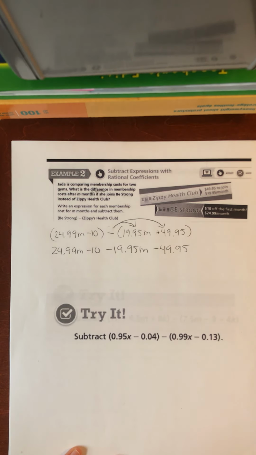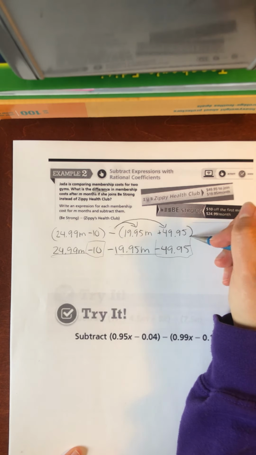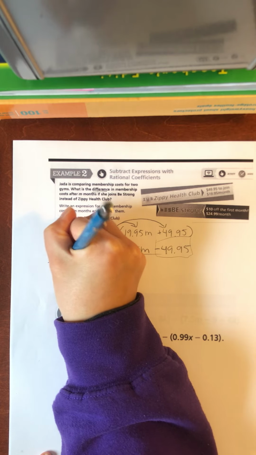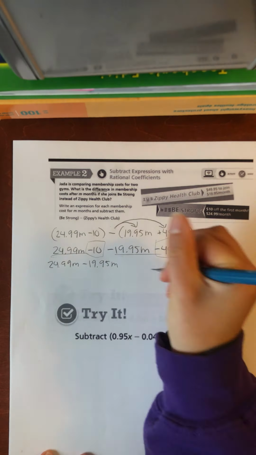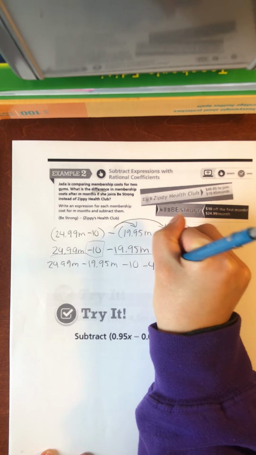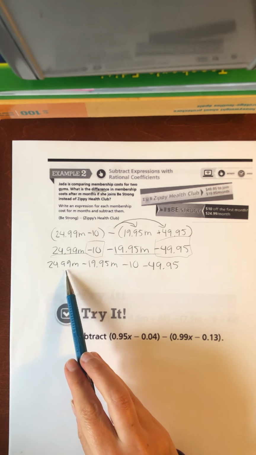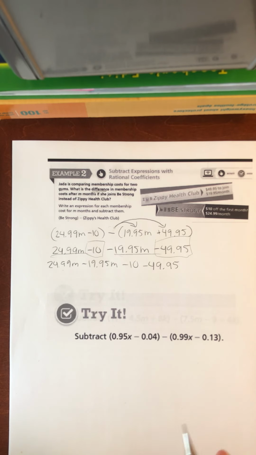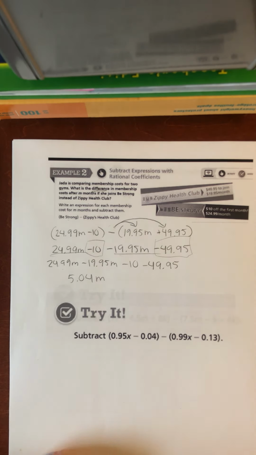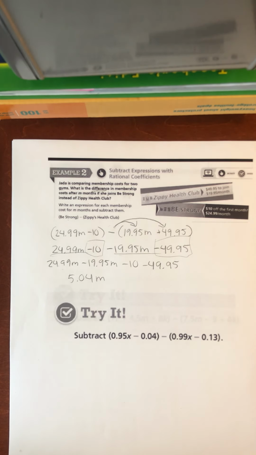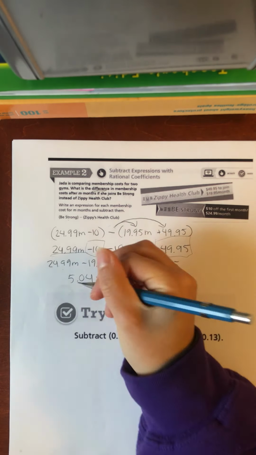I'm going to put my like terms together. So 24.99M minus 19.95M minus 10 minus 49.95. 24.99M minus 19.95M is 5.04M, and then negative 10 minus 49.95 is negative 59.95. So that's your final answer.